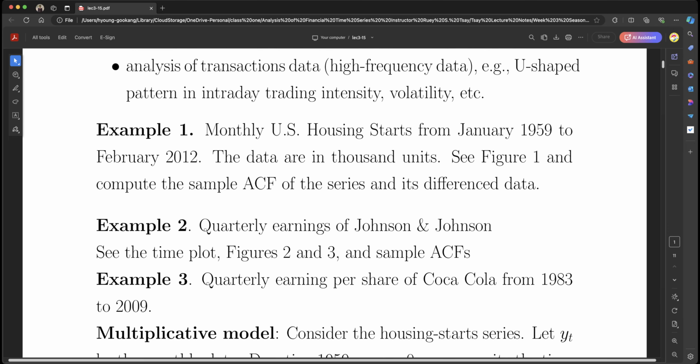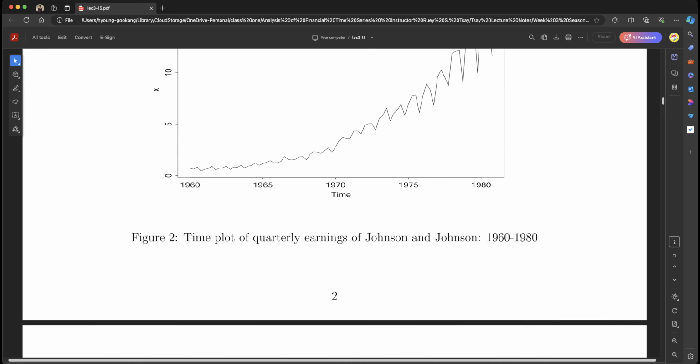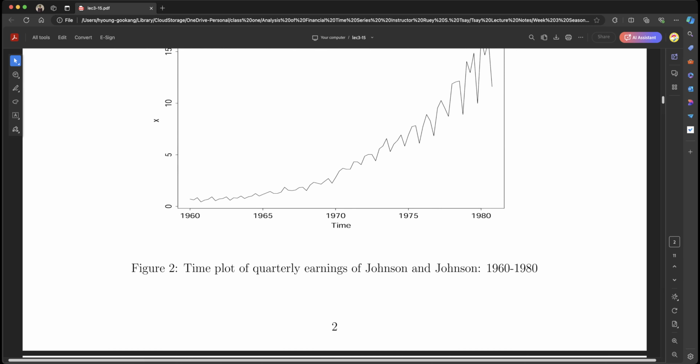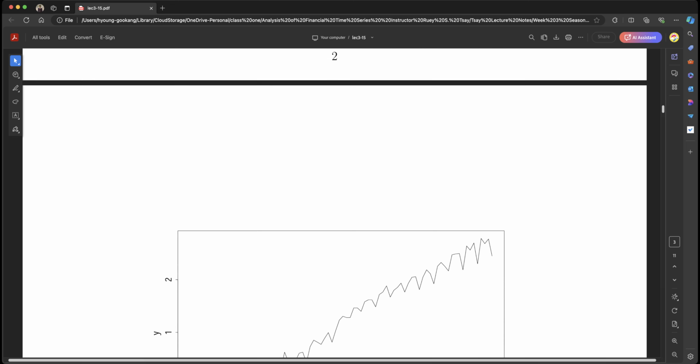Example 2. Quarterly earnings of Johnson and Johnson. See the plots, figures 2 and 3, and the sample autocorrelation function. Figure 2 is the time plot of quarterly earnings of Johnson and Johnson. Okay, it's a quarterly earning. It seems that it is upward, but there is also up and down seasonality.